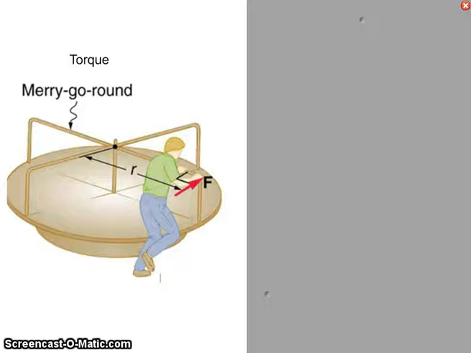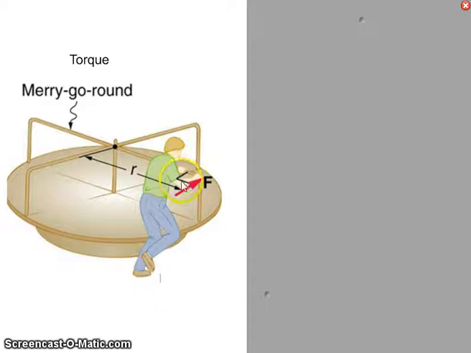In fact, it is really just a measure of how able something is to turn something else, how capable it is of making rotational motion happen. Here we see a classic playground merry-go-round, and you could be a person on the outside pushing the merry-go-round in a circle and applying some kind of force, at some distance from the rotational axis. That distance, r, is referred to as the torque arm.